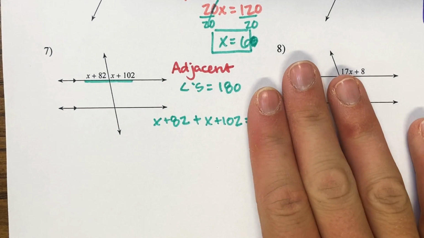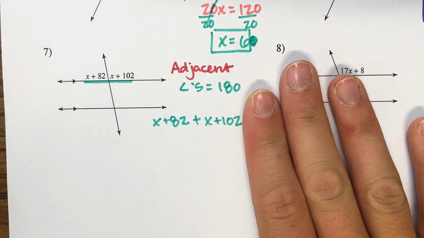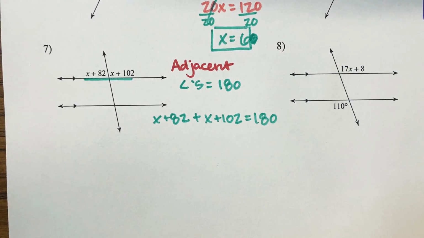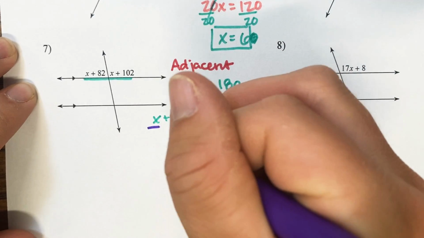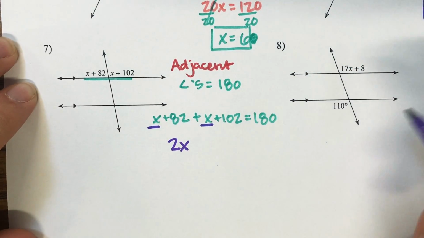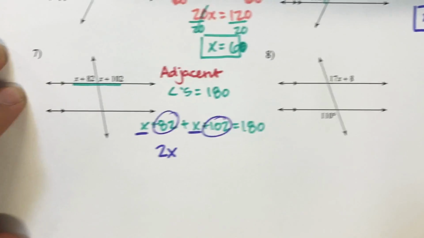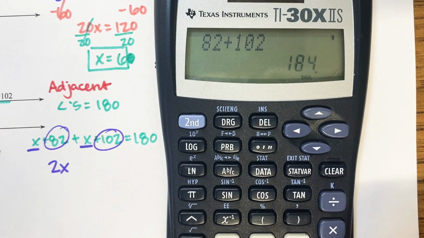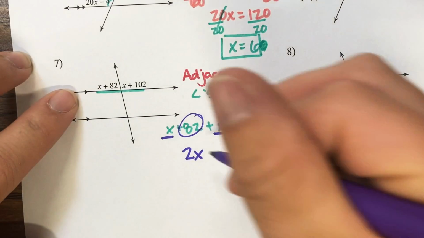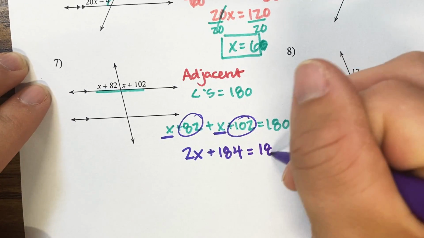Okay, before we start moving things, we need to combine like terms. What are my like terms that I can combine? I have a couple x's that I can combine together. So 1x plus 1x equals 2x. And then I have 82 plus 102 that I can combine together. So let's go ahead and add that. And that gives me 184 and equals 180.